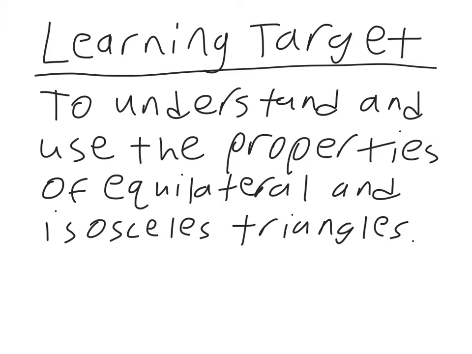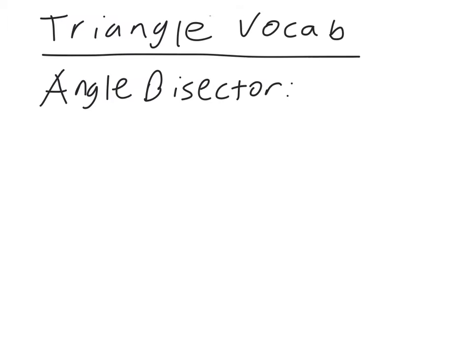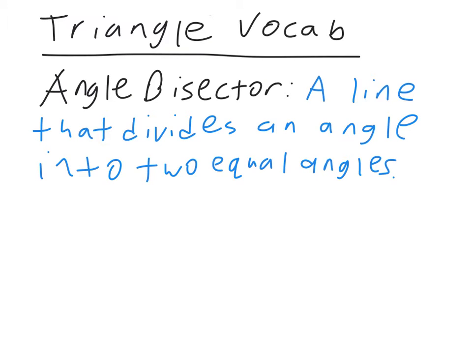Anyway, the learning target for today is to understand and use the properties of equilateral and isosceles triangles. Alright, so first we're going to start with a few vocab terms. First we're going to start with the angle bisector. We've talked about angle bisectors before. They're a line that divides an angle into two equal angles.